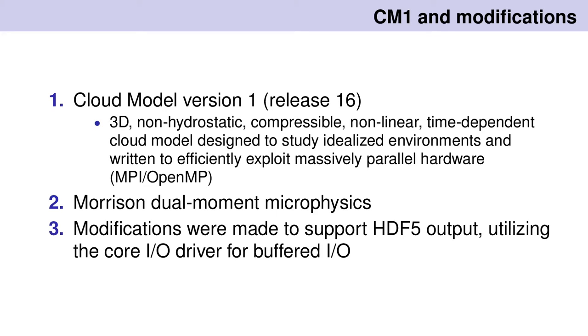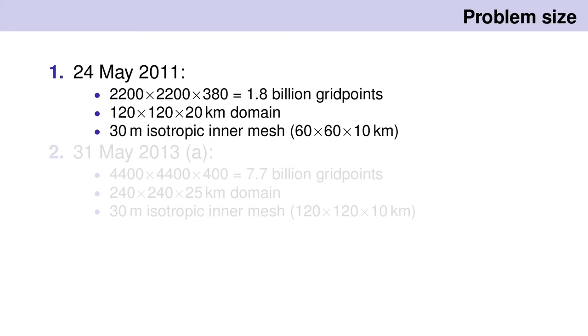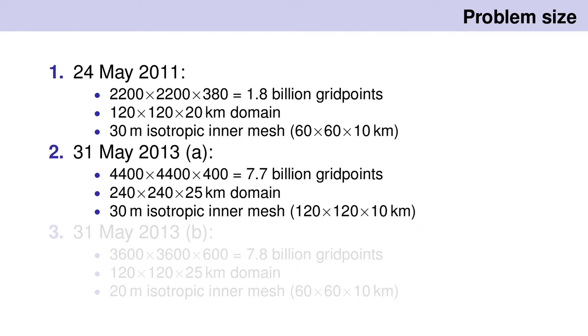He's also at NCAR. And I did a bunch of modifying of CM1, only the IO layer. I didn't do anything with the physics. I eventually settled on HDF5 and buffering writes to memory. I'll talk a little bit more about that later. So here's the size of the problem: about 1.8 billion grid points for the 24 May storm I'm going to spend most of my time talking about, with a 30 meter isotropic inner mesh.